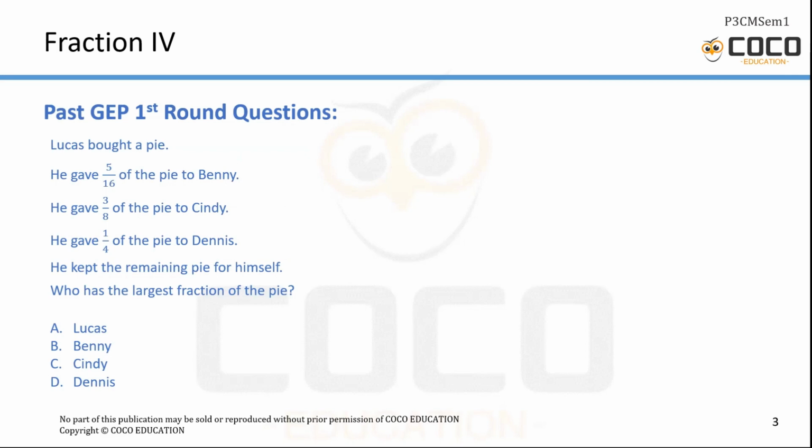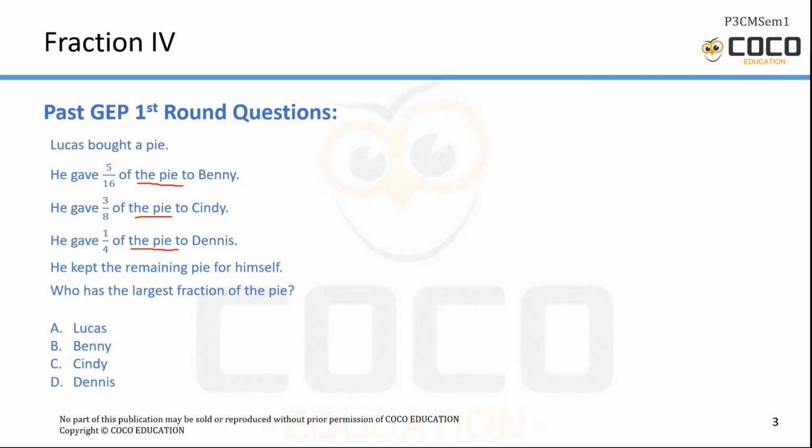Okay, so now let's move on to the question. The question says, Lucas bought a pie. He gave 5/16 of the pie, so of the whole thing, to Benny. He gave 3/8 of the pie, again, of the total, right? 3/8 of the total to Cindy. And then he gave 1/4 of the pie to Dennis. In the end, he kept the remaining. So the question is asking, who has the largest piece, the largest fraction of the pie?